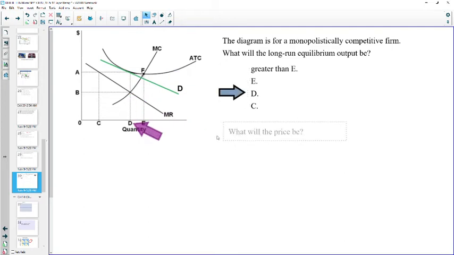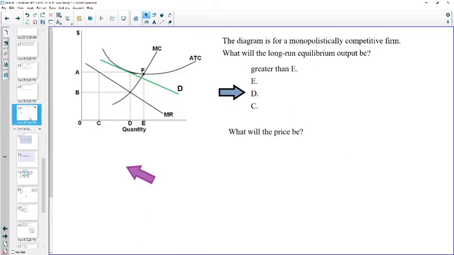And then for the bonus round, what's the price? Price is always determined by the demand curve. We're going to produce where marginal cost and marginal revenue meet, and we're going to be selling at a price of A. There is no extra profit. We're going to be earning our average total cost here, which includes a normal profit.